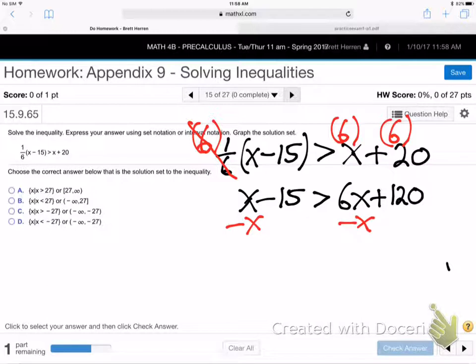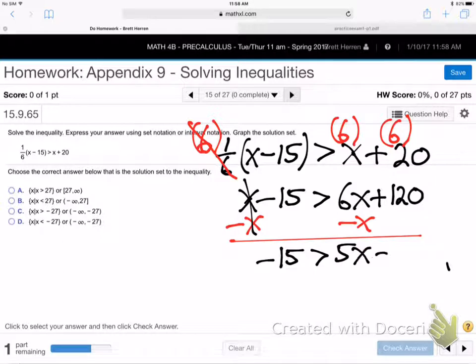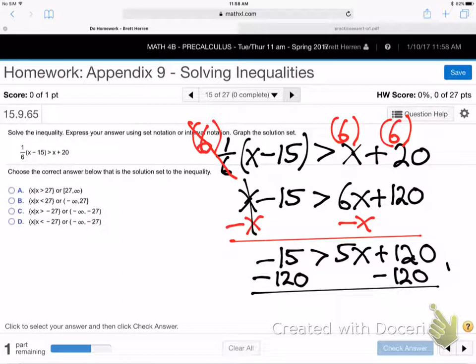But you could do minus 6x in both cases. That would work too. And then these are gone, and it's minus 15. This is 5x plus 120. Like so. Now it's more normal, right? Just subtract the 120. Now you just work to get x alone. Minus 120 from both sides. What is that? Minus 135.